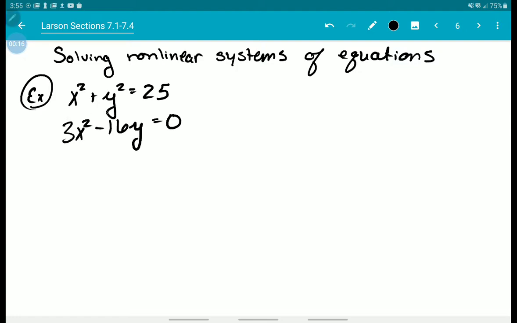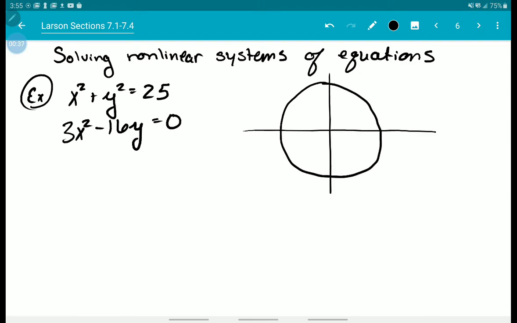We have x squared plus y squared is equal to 25, and 3x squared minus 16y is equal to 0. And it helps to think about what that graph looks like. If we look at that first equation, we know that's the equation of a circle, centered at 0, 0, and it has a radius of 5. So that equation would look something like this. And we're just trying to get a rough sketch as to what this looks like.